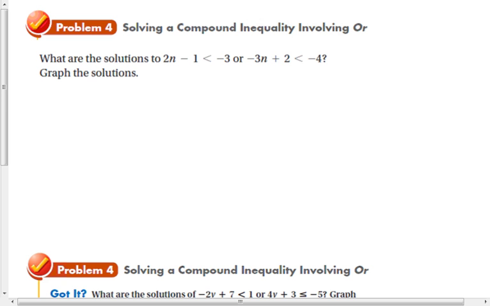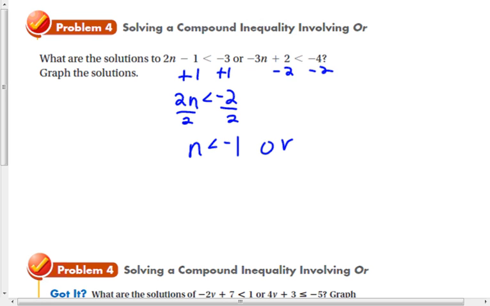Solving a compound inequality with or. To solve this, we just really need to solve 2 different things. So I'm just going to solve each of these individually here. I'll just add 1 to both sides, and I get 2n is less than negative 2. Divided by 2, I get n is less than negative 1. And then solve this over here, subtract 2 from both sides, and I get negative 3n is less than negative 6. Divide by negative 3, and I get n is, got to switch the sign there, greater than 2.